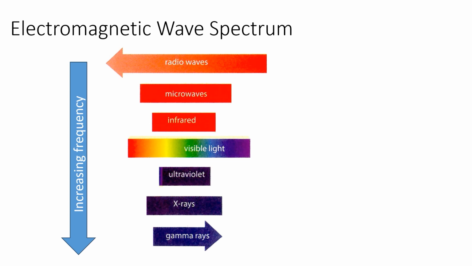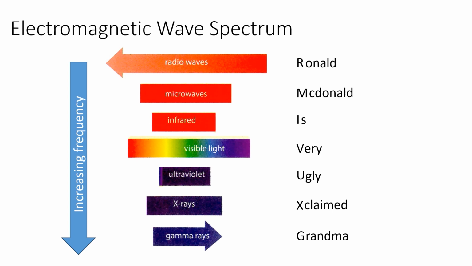Let us cut short the process. Let us take the first alphabet of each wave and line them up from top to bottom. We now have Ronald McDonald is very ugly, exclaimed Grandma. Now you have it, the order of the electromagnetic wave spectrum in order of increasing frequency.